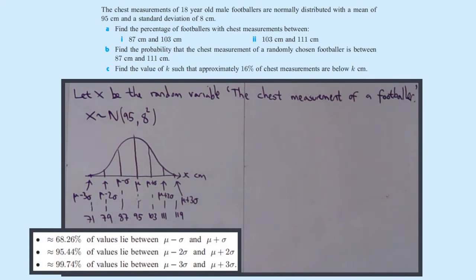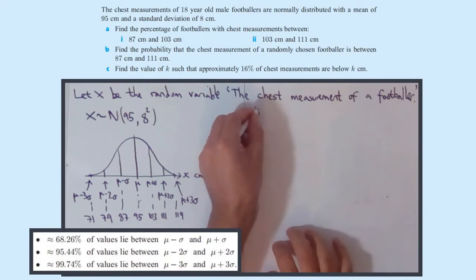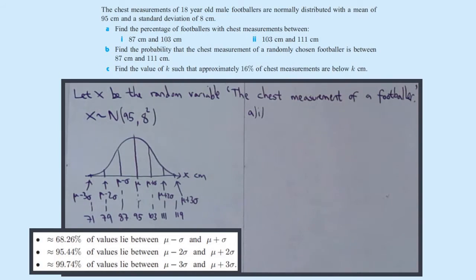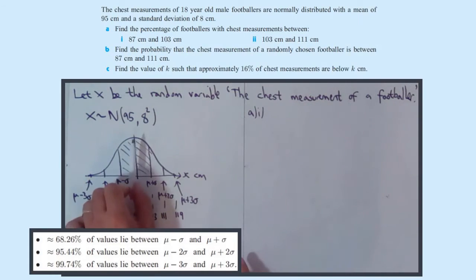Right, so now we've got all our values and we need to start to answer some questions. So for part A1, we're looking for the percentage of footballers with chest measurements between 87 and 103. So 87 and 103 is this area here, and you will see that's all the area covered by 1 standard deviation above or below the mean. So all of these values here are within 1 standard deviation of the mean.